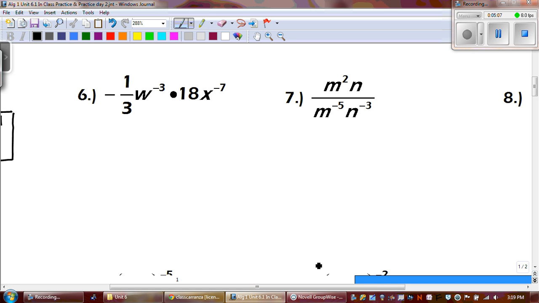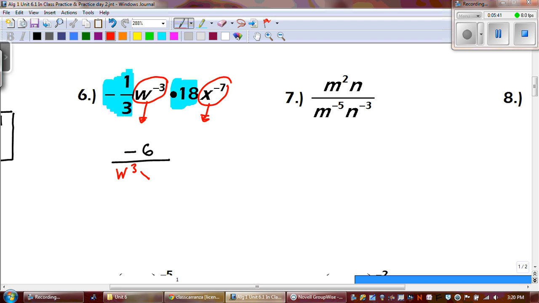All right, number 6. If your exponent's negative, you drop it like it's hot. And both of those exponents are negative. Okay? Now, our numbers right here, we can multiply those together. So negative 1/3 times 18. If you plug that into your calculator, you get negative 6. And then we bring down the w to the 3rd and x to the 7th.